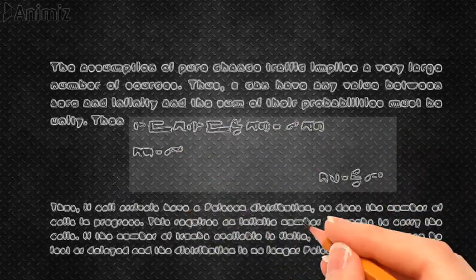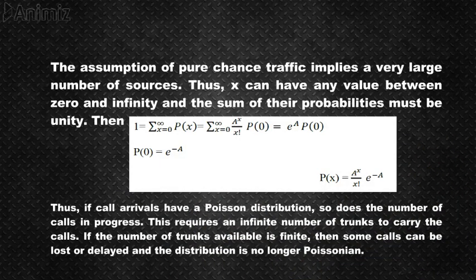Therefore, in the last slide we saw the equation P of x is equal to a to the power of x by x factorial into P of 0 using statistical equilibrium. Now, the assumption of pure chance traffic implies a very large number of sources. Thus, x can have any value between 0 and infinity, and the sum of their probabilities must be unity, because the sum of all probabilities should be equal to 1.